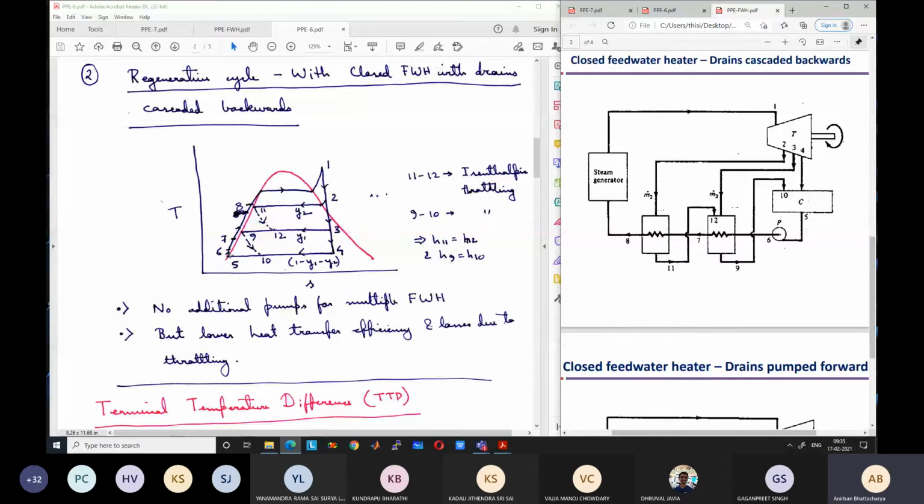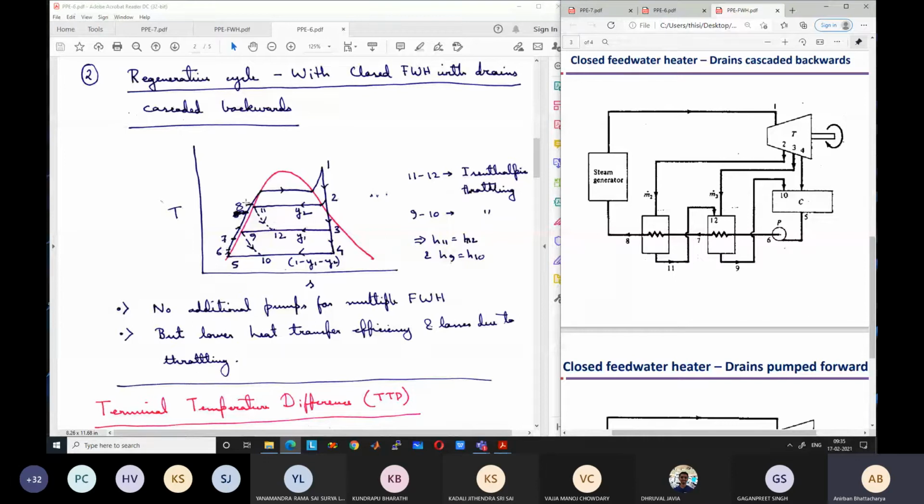So from 5, this is pumped to state 6, which is at the final boiler pressure. Directly it is pumped to state 6 using a single large pump. From there, this is passed to the first feed water heater and the temperature increases from 6 to 7. This is a constant pressure line from 6 to 1.